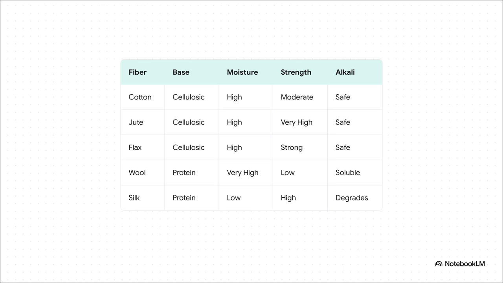To tie this whole shebang together, base chemistry really dictates everything. Cellulosics absorb moisture and easily survive the washing machine. Proteins give us unique properties, like wool's awesome exothermic warmth, but they possess terrible alkali tolerance, literally dissolving if you aren't careful. And sun resistance? Well, that varies across the board, with cotton and wool both yellowing under photochemical degradation. It's this incredibly delicate, everyday balance of nature's engineering.